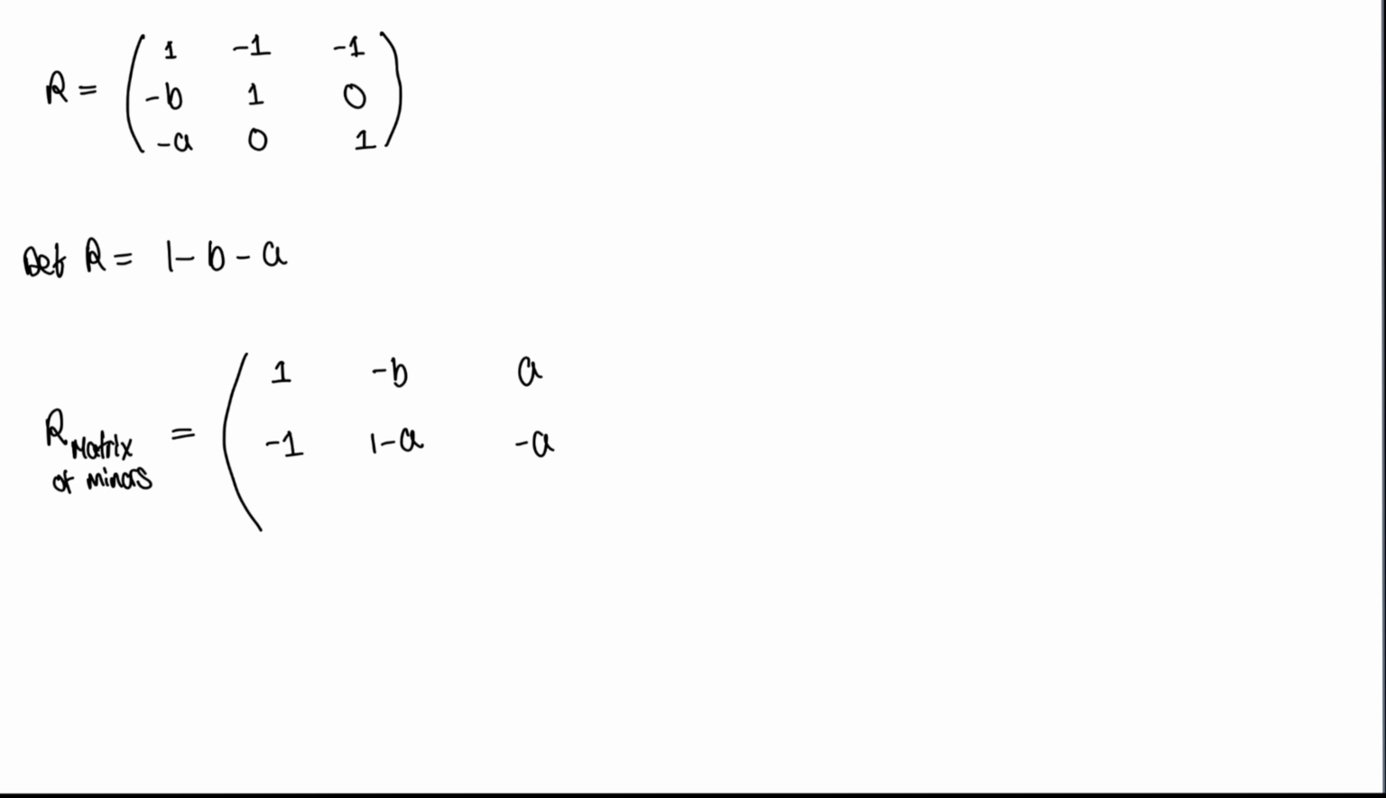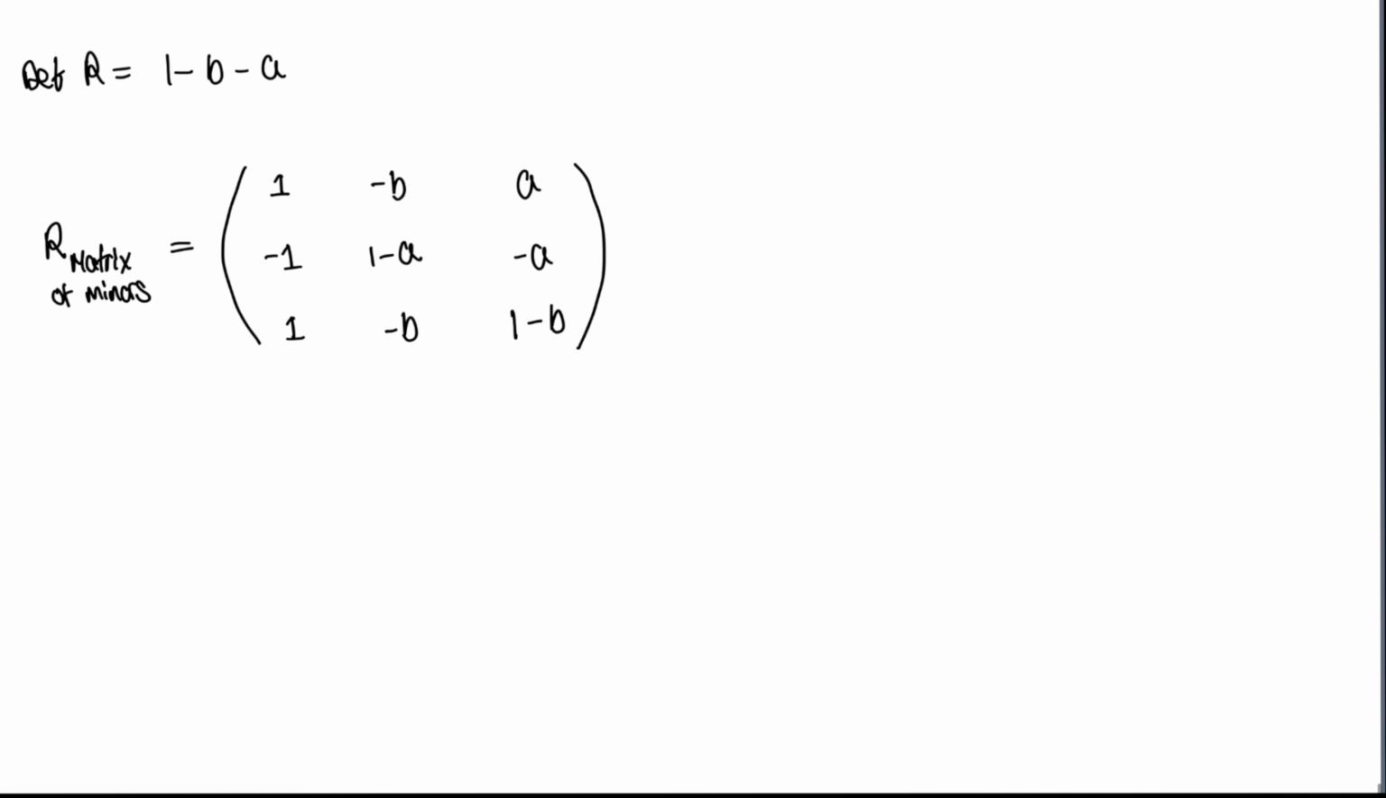When I choose minus A over here, the determinant of the matrix of minor is 1. When I choose 0, it is minus B. And when I choose 1 over here, it is 1 minus B. So that's the matrix of minors.